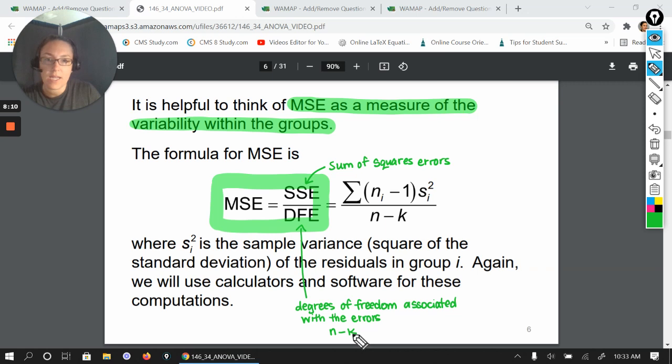So MSE, the measure of the variability within the groups, is, as we saw in a previous lesson, how long the box plots are. That's measuring how long they are. So the longer they are, the more variability there is.